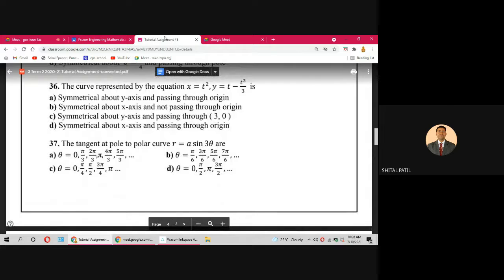Next, question number 37. Important question, understand. So we want to find the tangent to the curve at the pole. Simple. We have to substitute r equal to 0. So you start writing with me. R equal to 0 implies a sin 3 theta equal to 0, that is sin 3 theta equal to 0.